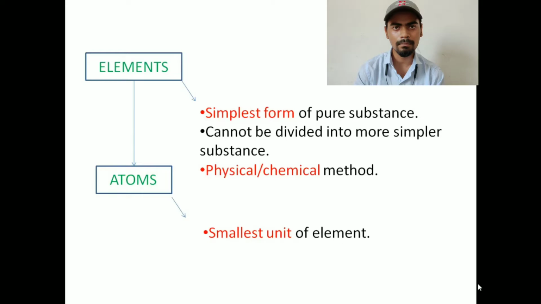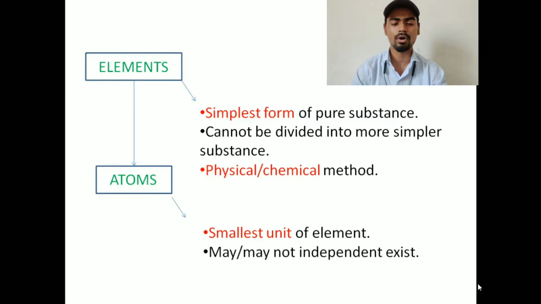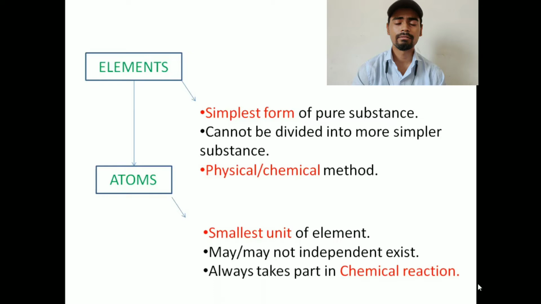When atoms of only one kind combine, they form an element, and that element is a pure substance, right? It is not like different kinds of atoms are combining. Only one kind of atom combines, and then it forms an element, a pure substance. And just like a molecule, an atom may or may not exist independently, but it will always take part in chemical reactions.